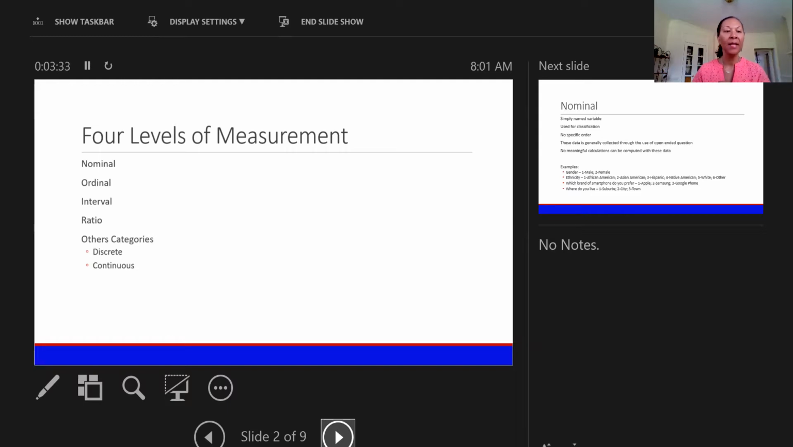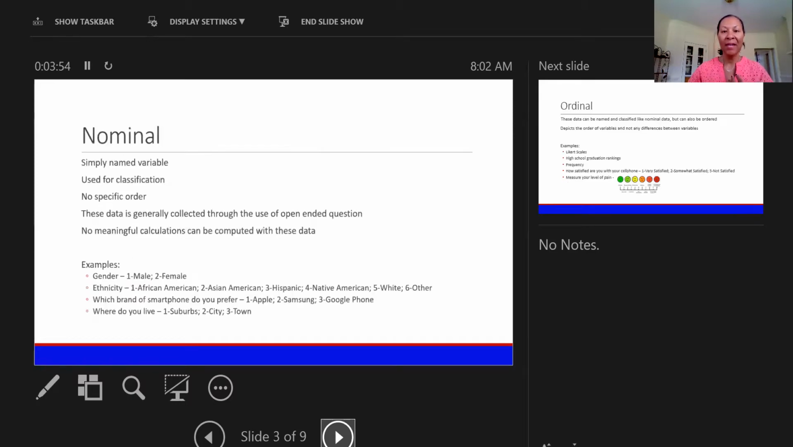Okay, so as you know, there are 4 levels of measurement: nominal, ordinal, interval, and ratio. There are some other categories that were included in the discussion over this past week or so, and that's discrete and continuous. So I'll end with those 2. Let's dive into nominal data.